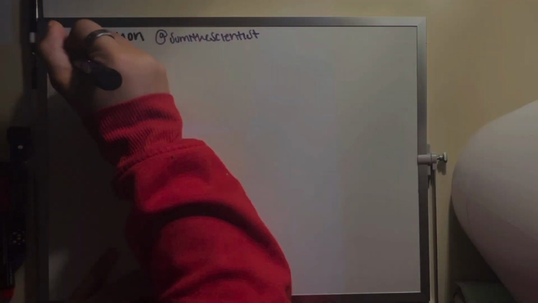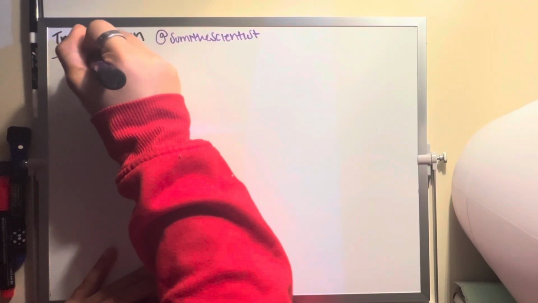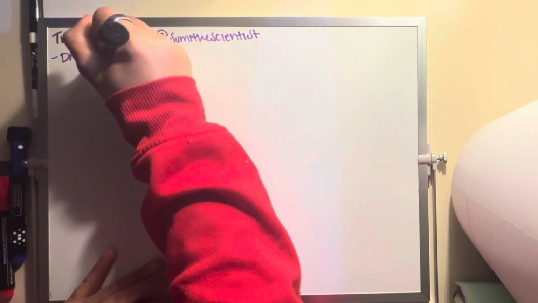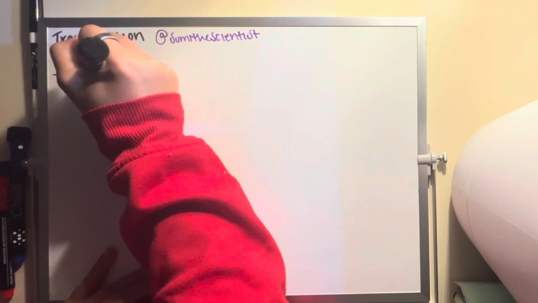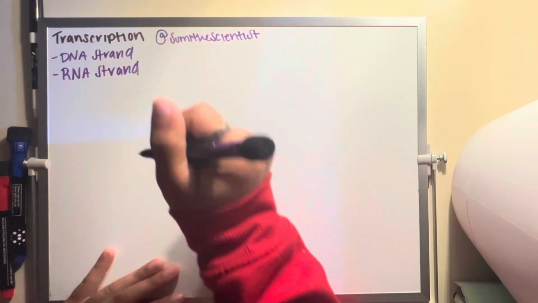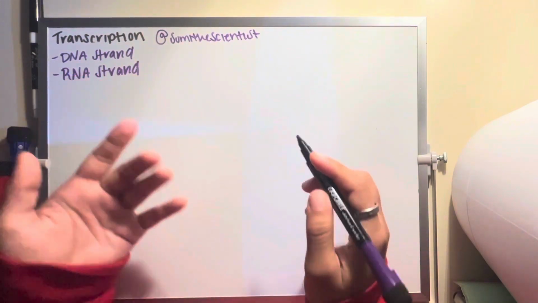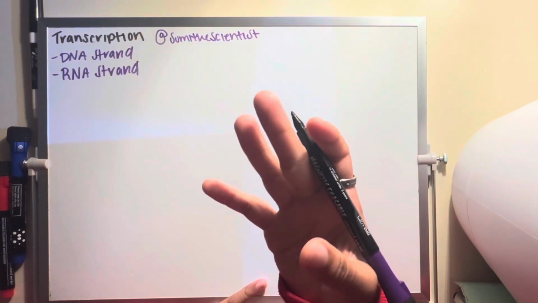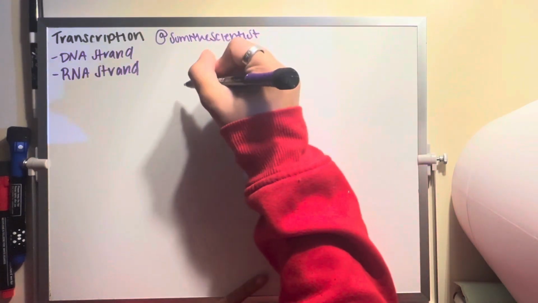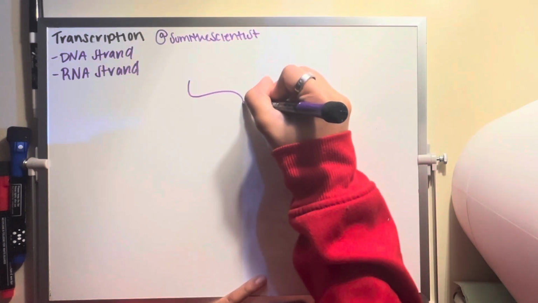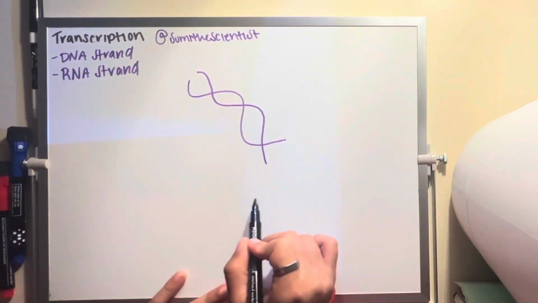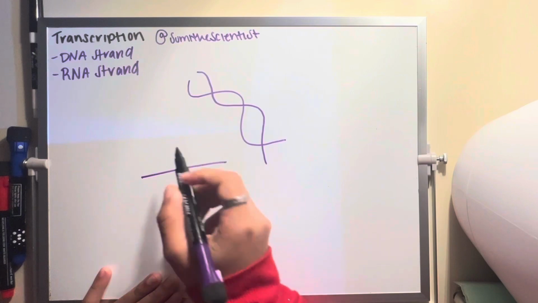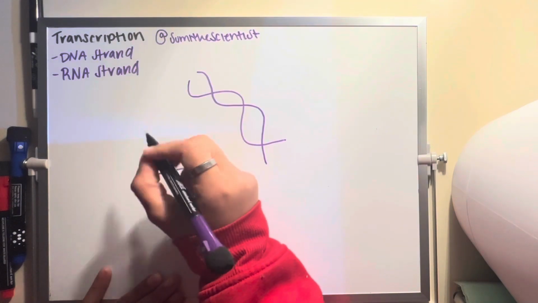Basically, we're going to have a DNA strand and an RNA strand. We know that a DNA double helix is called a double helix because it's shaped like this. Within these two strands we have things called nucleotides.